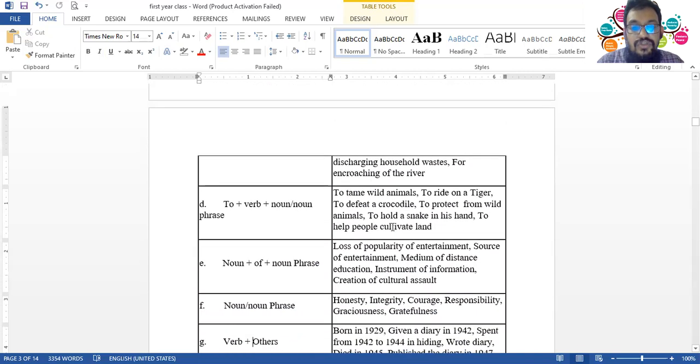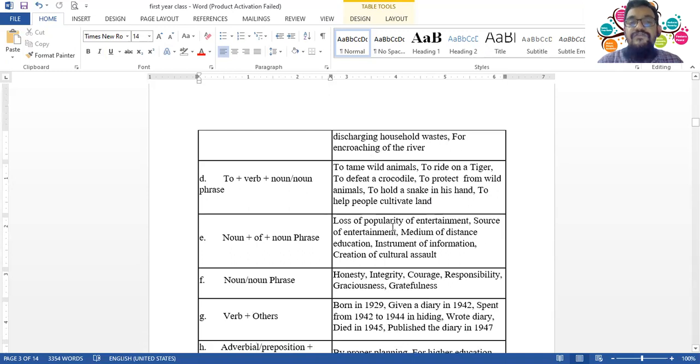Then we can use to plus verb base form. After to, we'll put the base form, and to plus verb base form. This group is called infinitive. So you can use infinitive here. To plus verb base form, then noun or noun phrase. To tame wild animals. To ride on a tiger. To defeat a crocodile. To protect from wild animals.